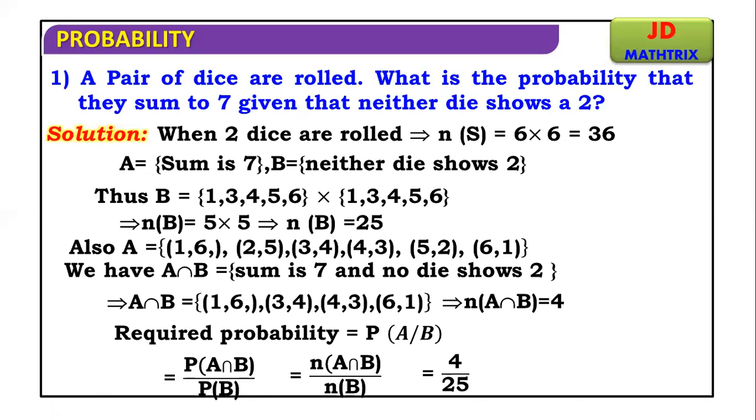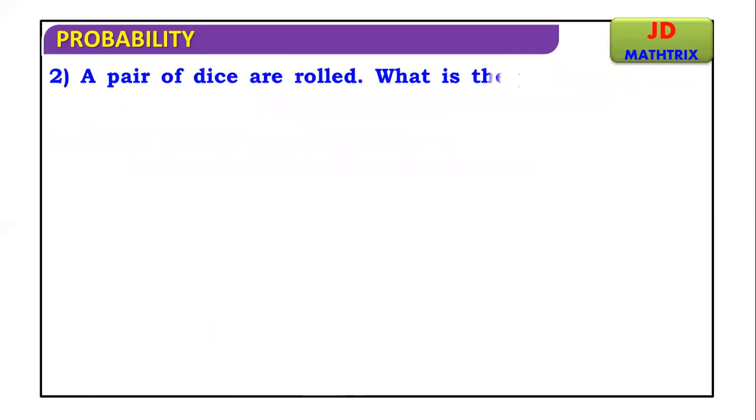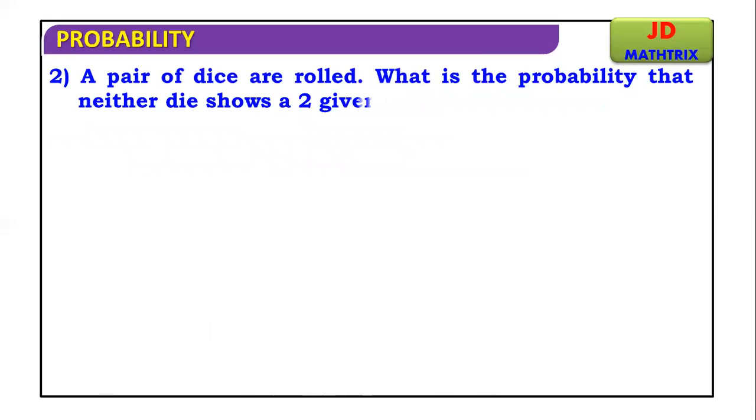Probability of getting sum 7 when neither die shows 2. And also we can define another event, that is the probability of getting neither die shows 2 when the sum is 7, also another problem. So now let us see that problem. That means a pair of dice are rolled. What is the probability that neither die shows a 2 given that they sum to 7?